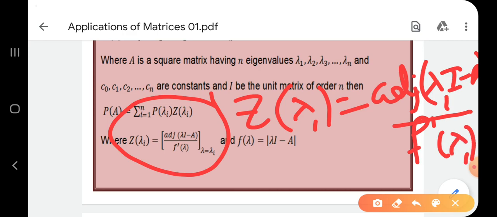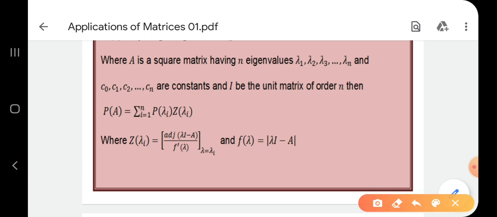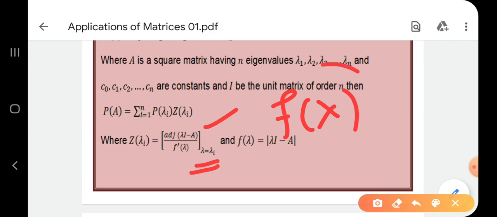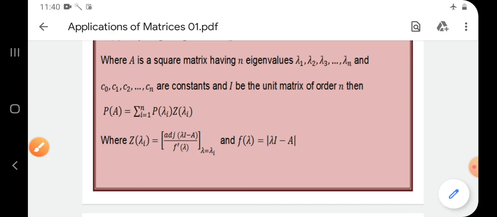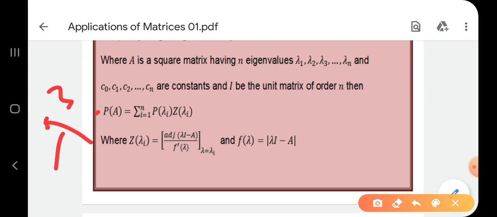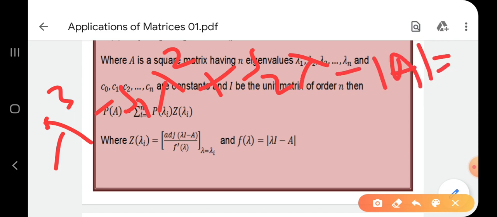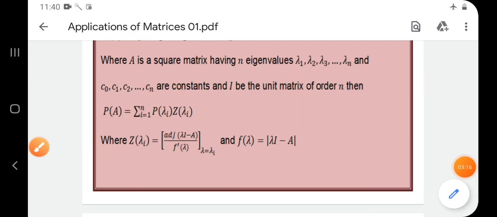Means I have written for general, we write adjoint of (lambda I minus A) upon f dash of lambda, and in place of lambda we have to substitute lambda i. And f dash of lambda means here f of lambda, and I have to take its derivative. F of lambda is our characteristic equation. For a 3 by 3 matrix we use lambda cube minus s1 lambda square plus s2 lambda minus determinant is equal to 0, as you remember the characteristic equation, and we have to take its derivative. Okay, understood? So this is the statement of Sylvester theorem.